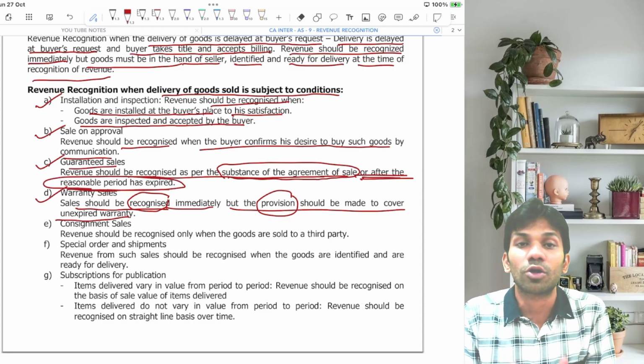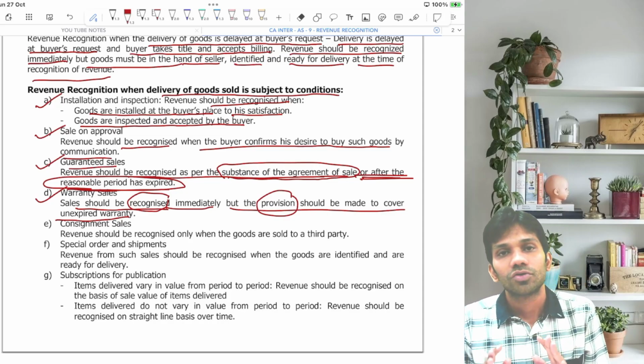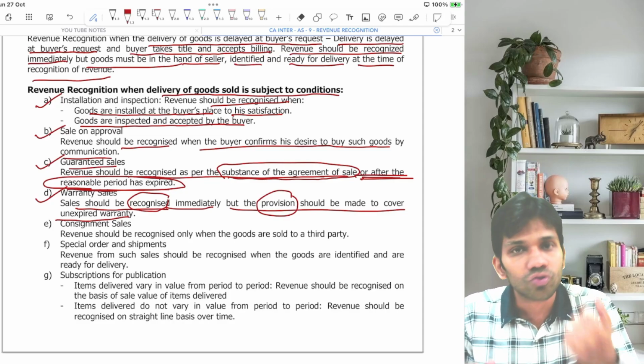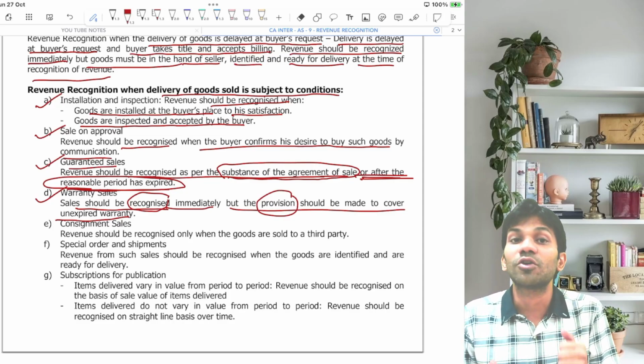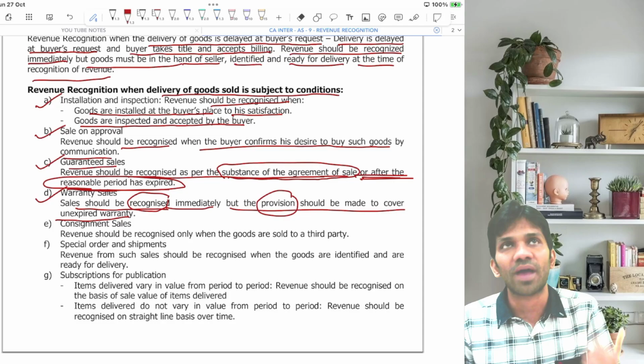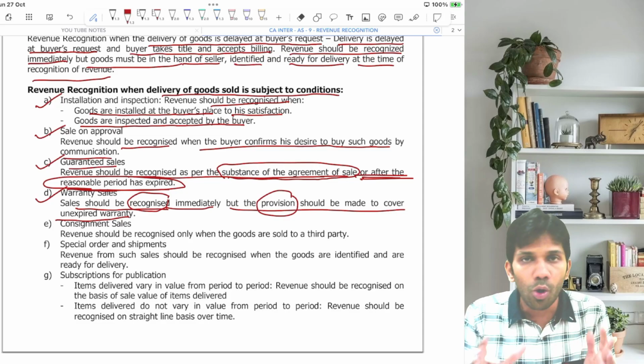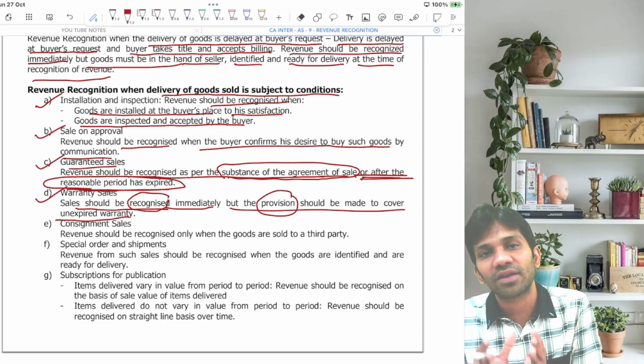Now, reasonable period can also be judged or estimated based on past experience. This means if I sell mobile phones to you today and I'm giving you a guarantee, then I'll book revenue based on my past experience, that is 4 months, 5 months, 6 months. I'll see whether within that time any customer comes back with a complaint. If not, then I can book the revenue only after 4, 5, 6 months.